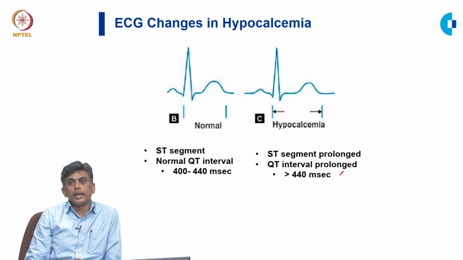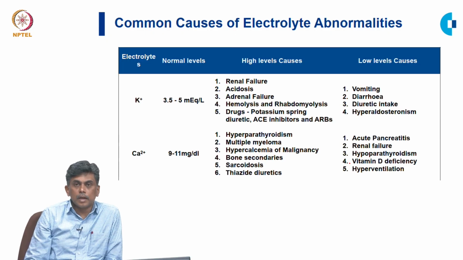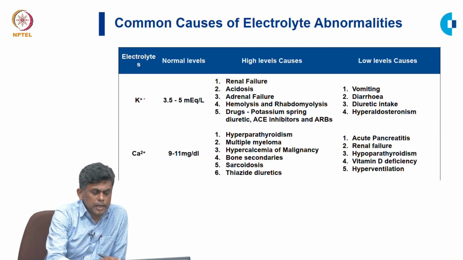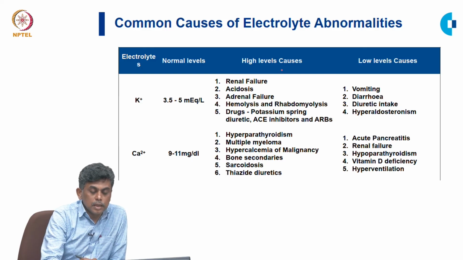So now we can easily remember the electrolyte abnormalities which will cause ECG changes, and we will see now what are the common causes of these electrolyte abnormalities. Okay. Now potassium, we know the normal level is 3.5 to 5, and if it is above 5, what are the causes, and if it is below 3.5, what are the possible causes?